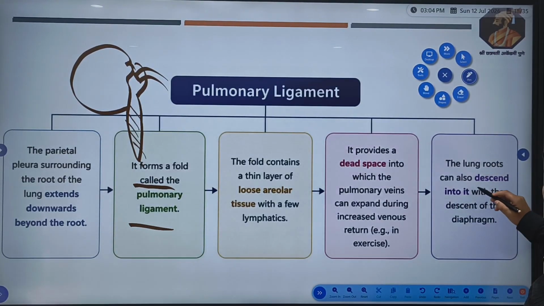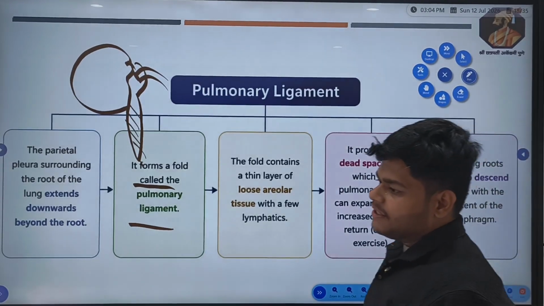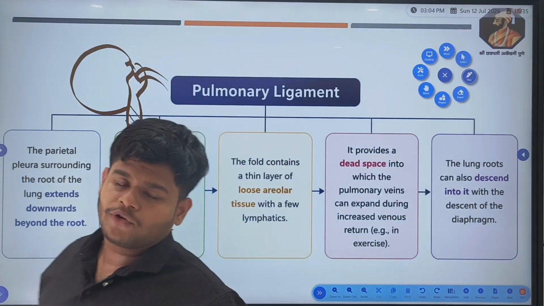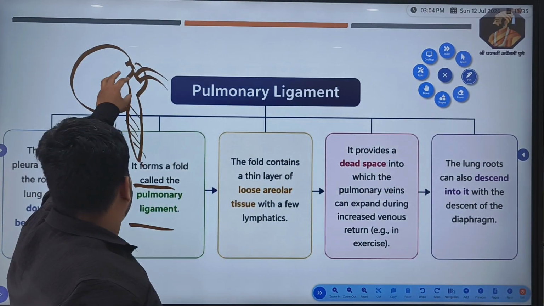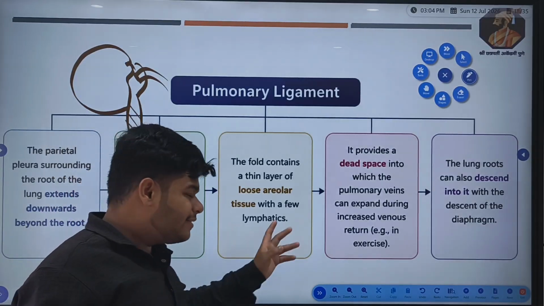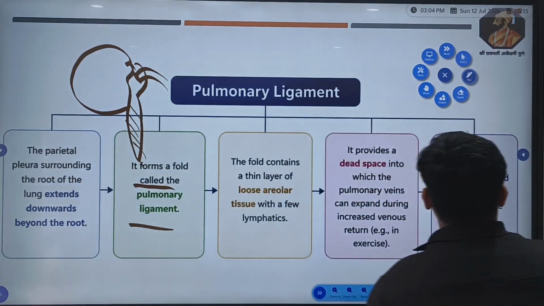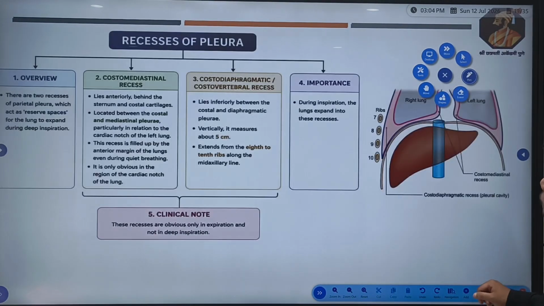The lung roots can also descend into it with the descent of the diaphragm. Whenever there is a descent of the diaphragm, the roots of the lung also descend in it. So it is an adaptive or a very protective function. Whenever there is a need, it can be used.